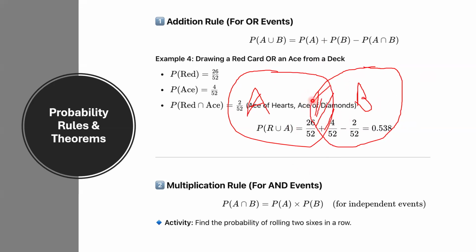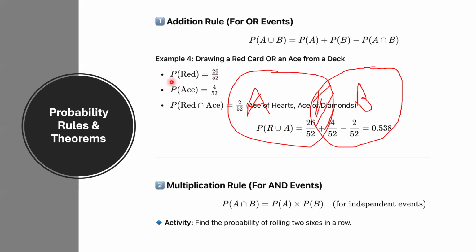Okay. So to calculate the probability of happening event A or B, it will be P of A plus P of B minus P of A intersection B. P of A intersection B is nothing but the probability of these two events happening together. All of you understood? Any doubt here? Okay, cool. Now let's solve this example again.